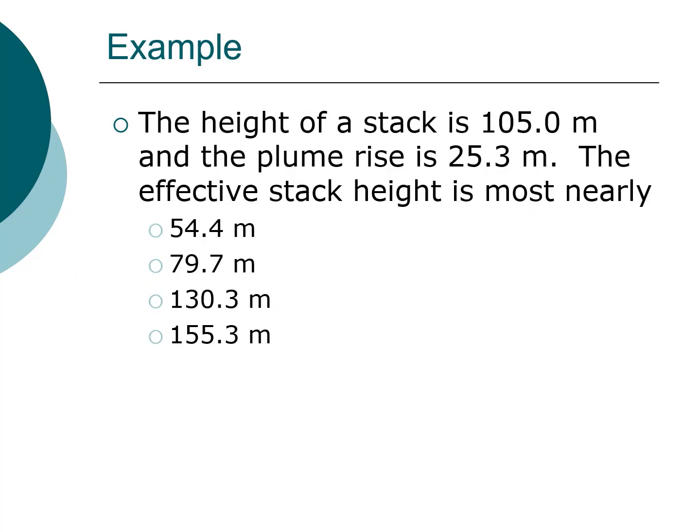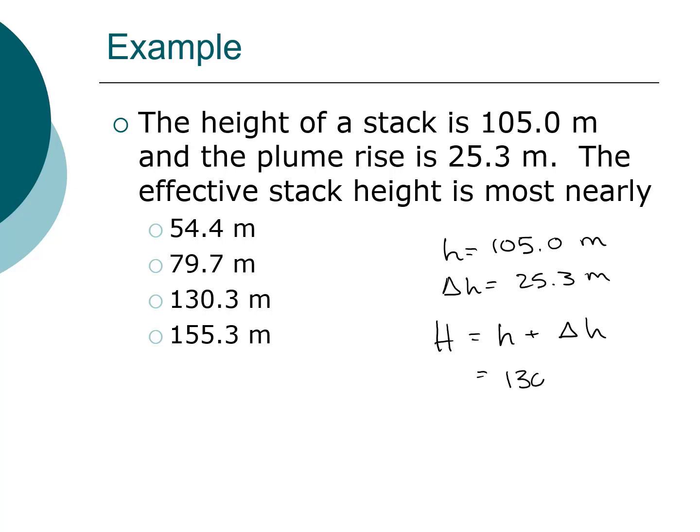So let's first calculate the effective stack height for this problem here. You're given the height of the stack, and that is equal to 105.0 meters. You're told that plume rise is 25.3 meters, and you're asked for the effective stack height, and that is just equal to the sum of these two numbers. So this is equal to 130.3 meters.